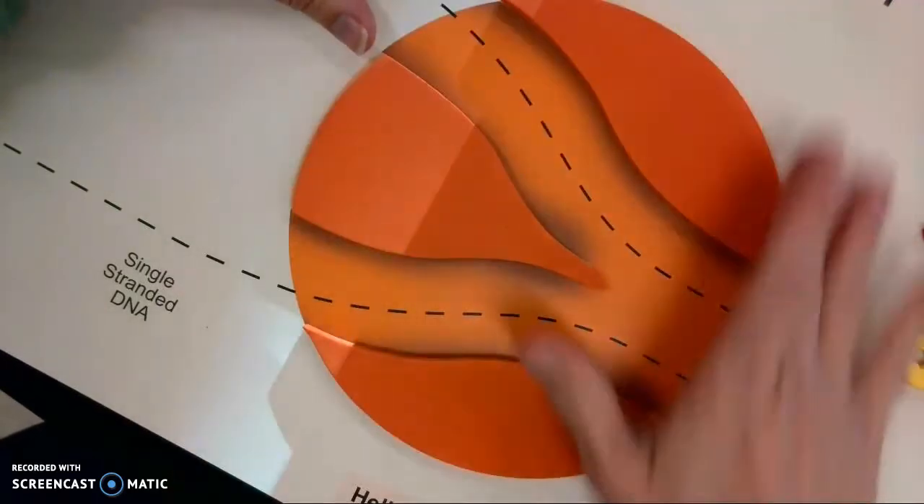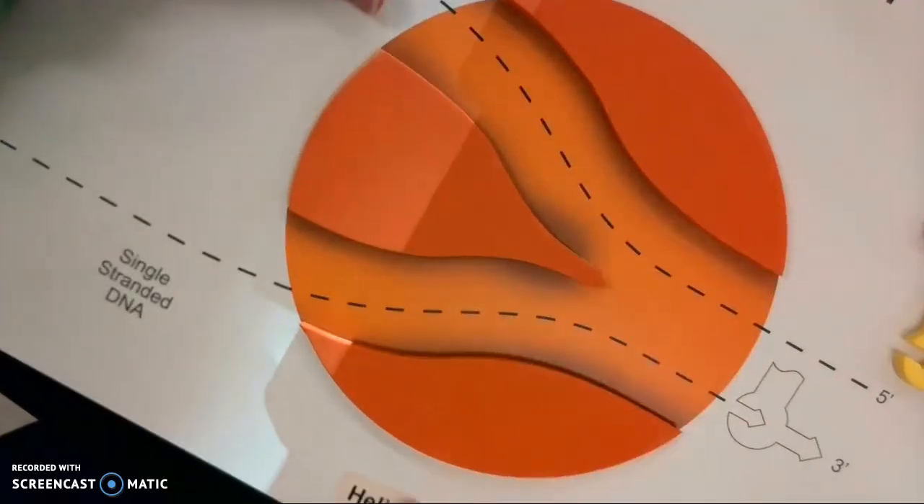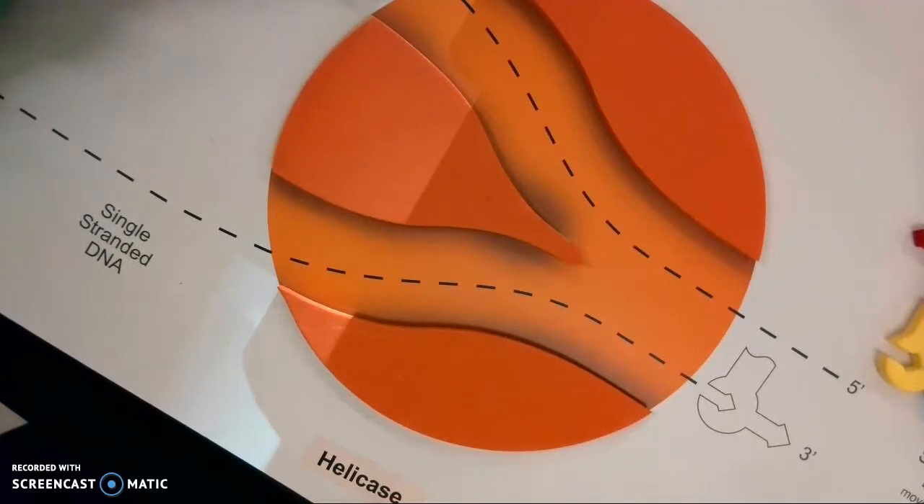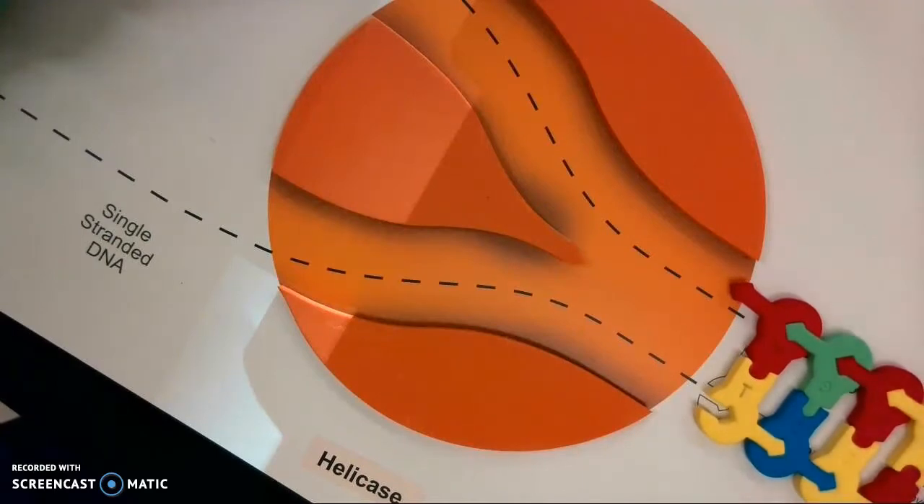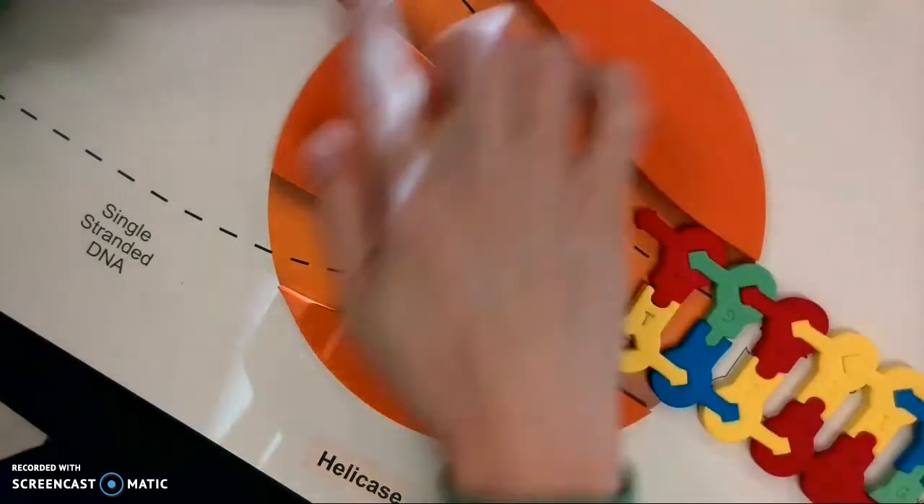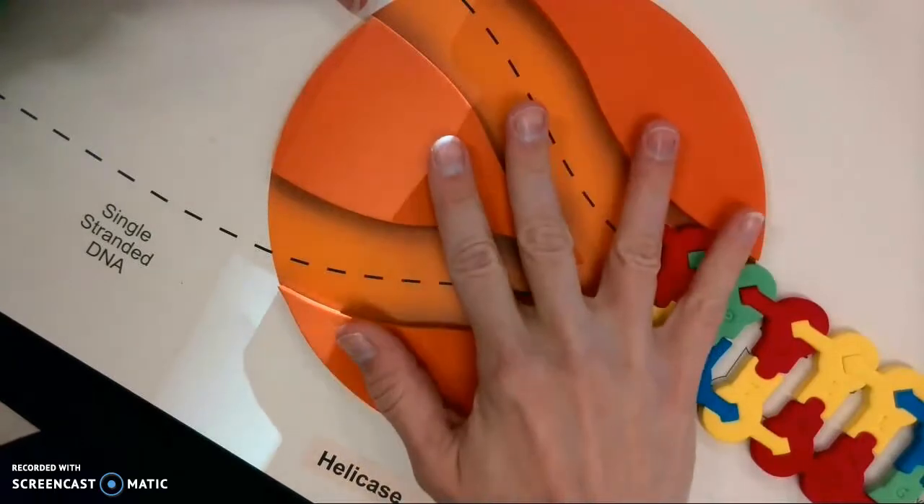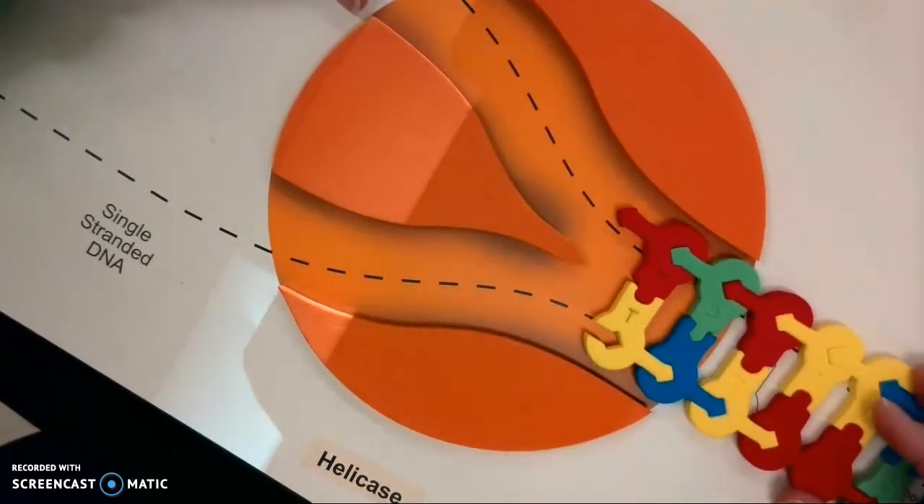This orange part is your helicase. Remember, anything that ends with an ASE at the end is going to be an enzyme. Okay, so our DNA is going to come into this enzyme. Orange is the enzyme, your helicase. We're going to go through a couple different enzymes. You need to know this one.